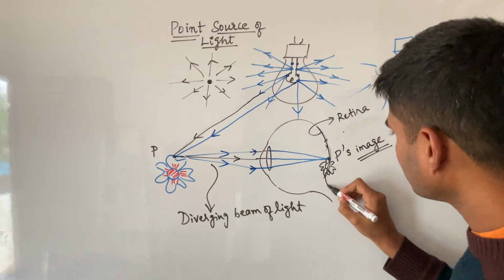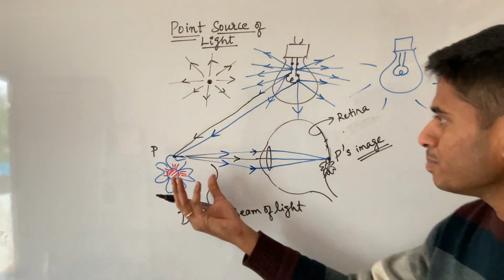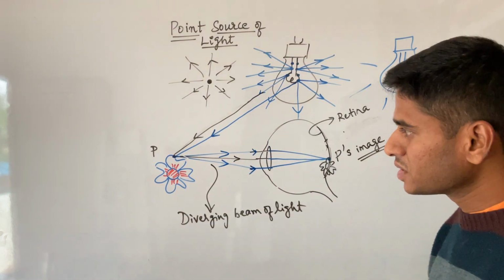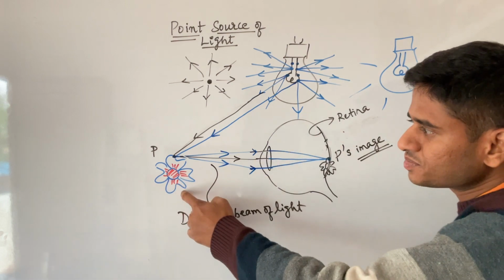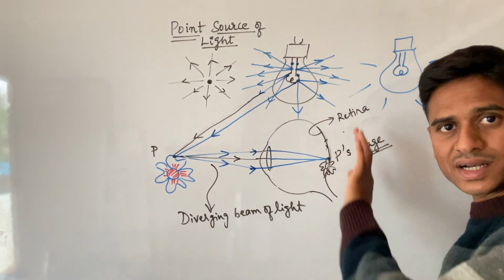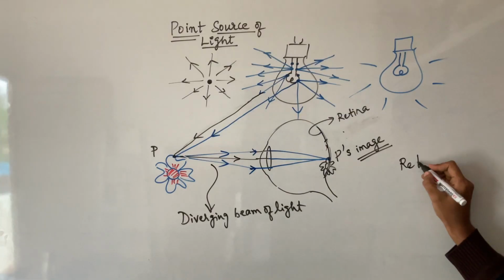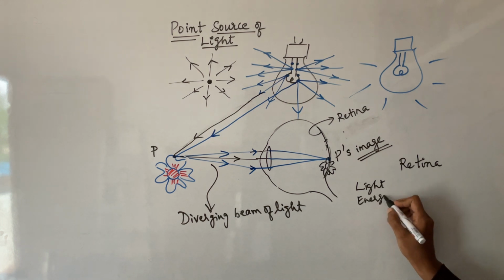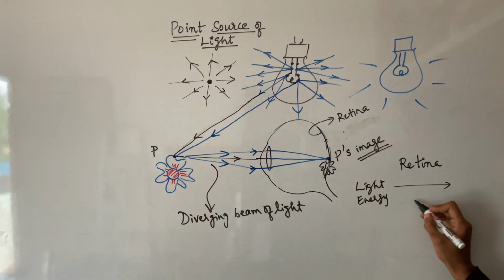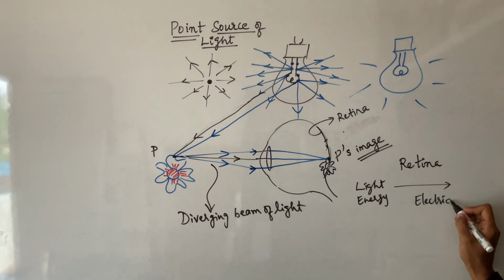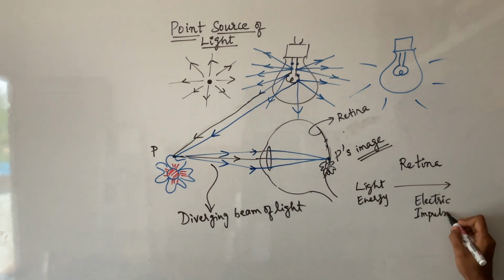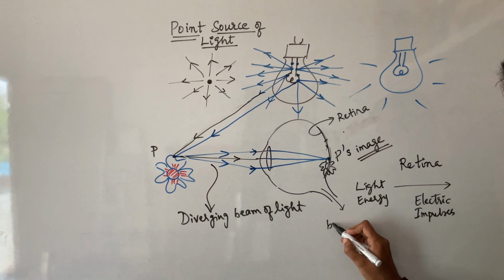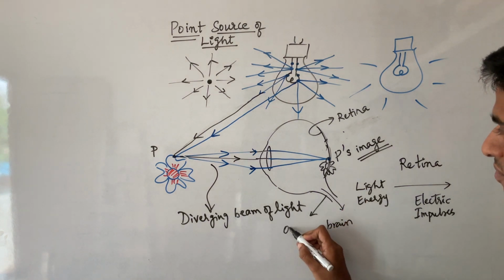Now what happens? Basically the impression of this flower is formed on the retina. That means all the light energy which is reflected from the flower is received by the retina. Now what does the retina do? The light energy which is received on the retina, it converts into electric impulses. These electric impulses are carried to the brain through something called the optic nerve.